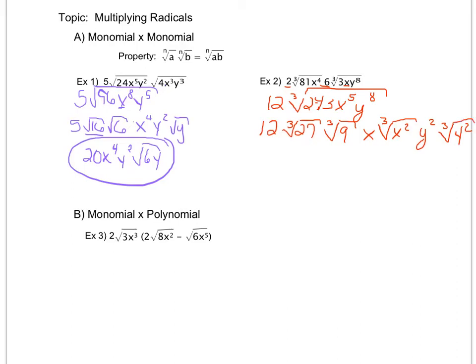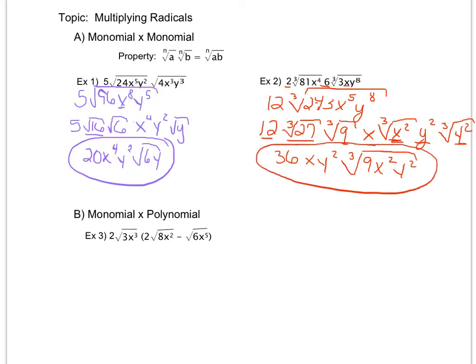The cube root of 27 I know is 3, so 12 times 3 is 36. I'm also going to bring my x and my y squared down, and I'm going to put everything that belongs under a radical under the same radical. So the 9, the x squared, and the y squared. And here's again going to be my simplified form after multiplying my 2 terms together, my 2 monomials together.